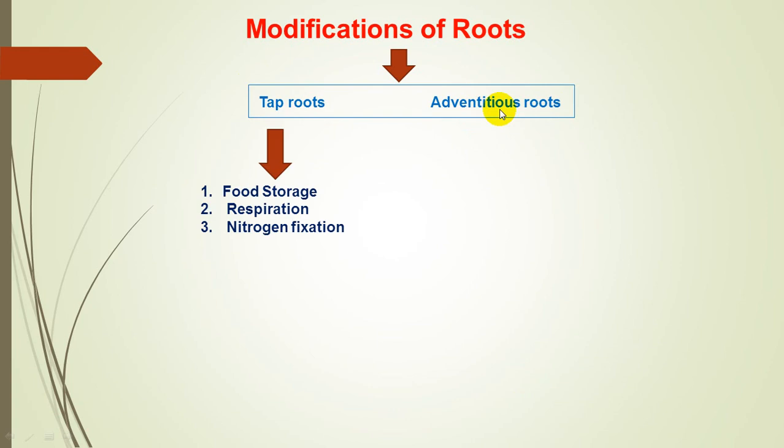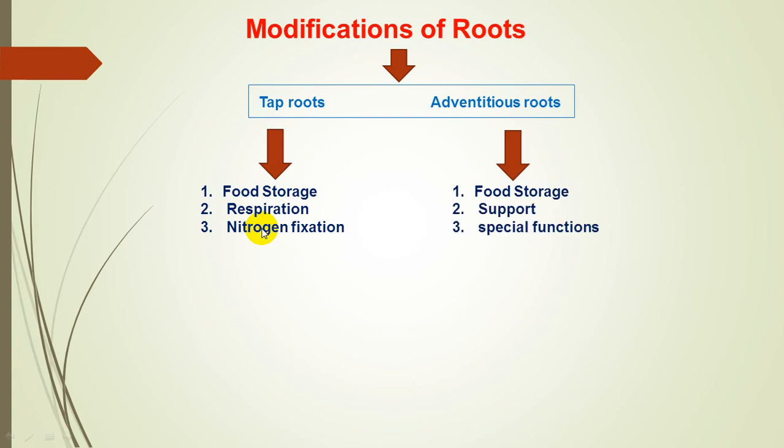That's the difference. First of all, we will discuss the modification of roots and the purpose for which these modifications are made. So there are three purposes. The first one is food storage, the second one is respiration, and the third one is nitrogen fixation. On the basis of these three purposes, there are several kinds of root modifications, and we will discuss them one by one in the next slides.